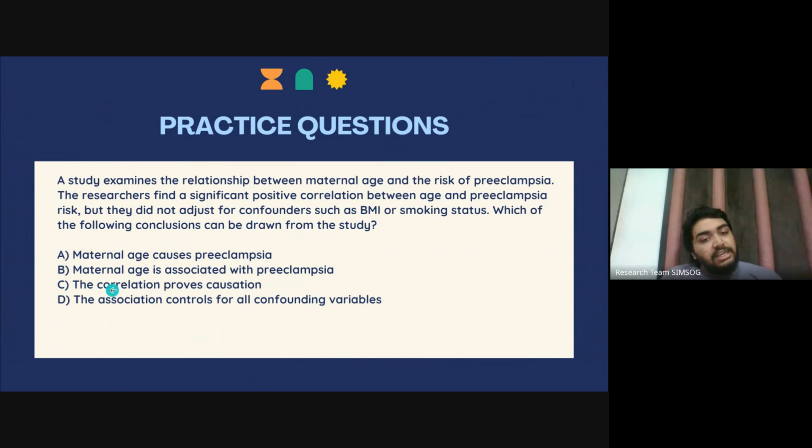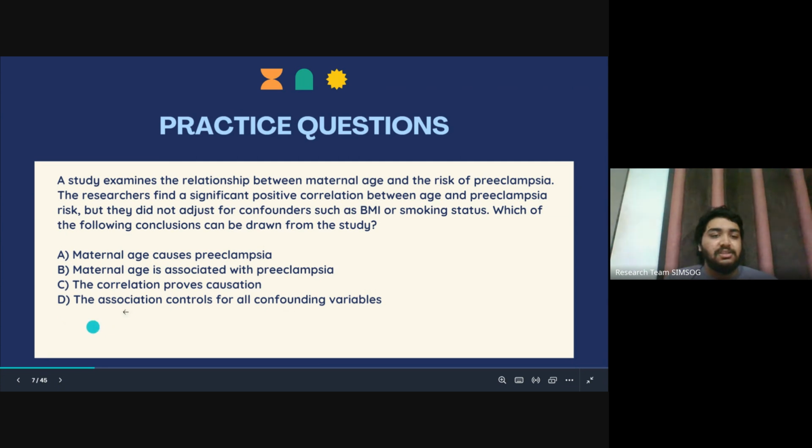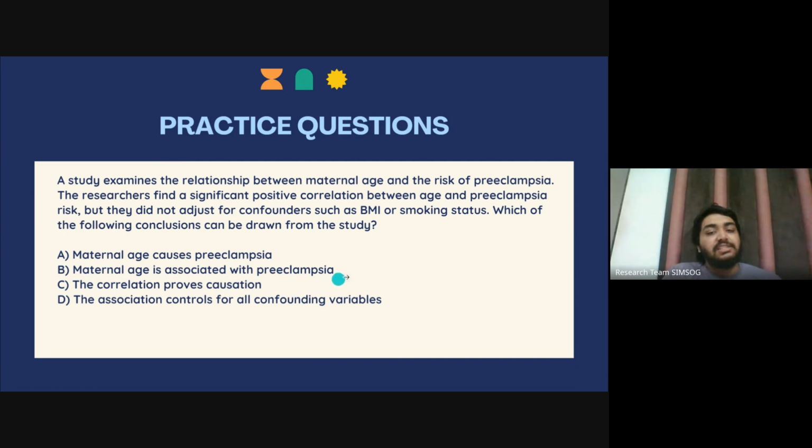Let's see C. The correlation proves a causation. Now that is related to A, whether this causes preeclampsia. Definitely not, because remember, association or correlation is not equal to causation, especially where they have told you that they did not adjust for confounders like BMI, smoking status. So A and C are wrong. Now, D says that the association controls for all confounding variables. D is definitely not true because they have clearly told that it was not adjusted for. So the answer is B, where we can just tell that it is associated or correlated. Okay, so answer is B.